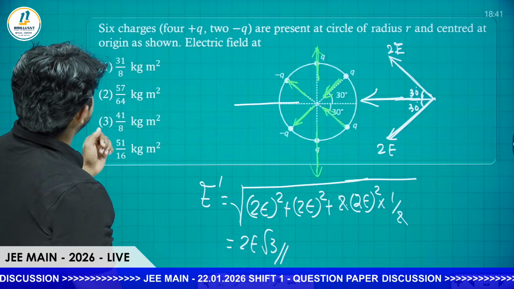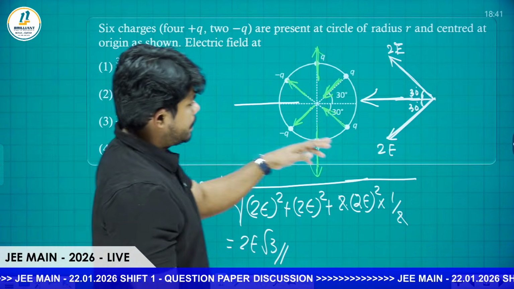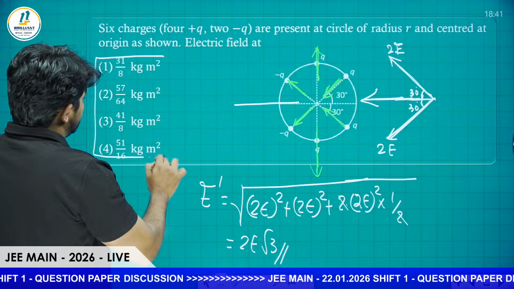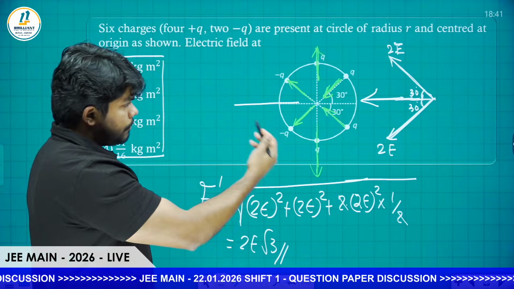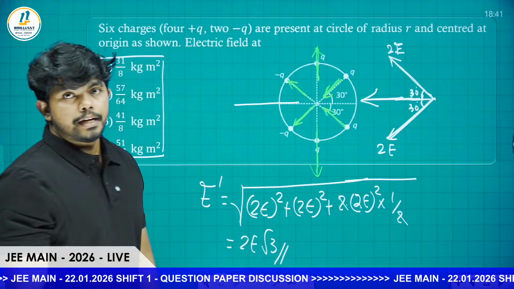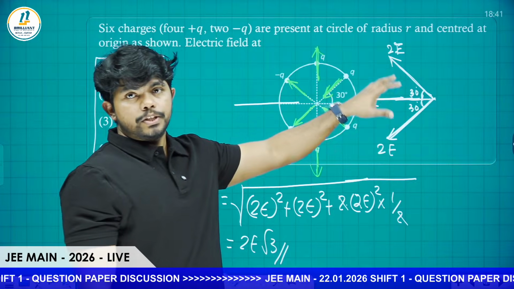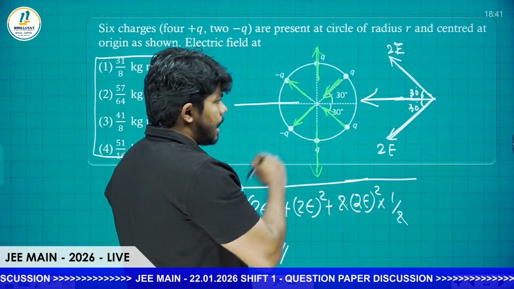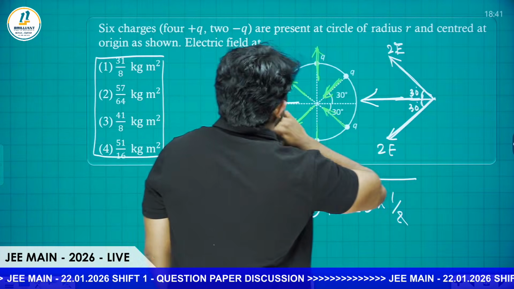And what about the options? Yeah, I think the options got messed up. These are not the options, these are the previous options. Anyway, we can clearly see that the net electric field will be in the negative x-axis, and you have to focus on which option has minus i cap, which will be the answer.